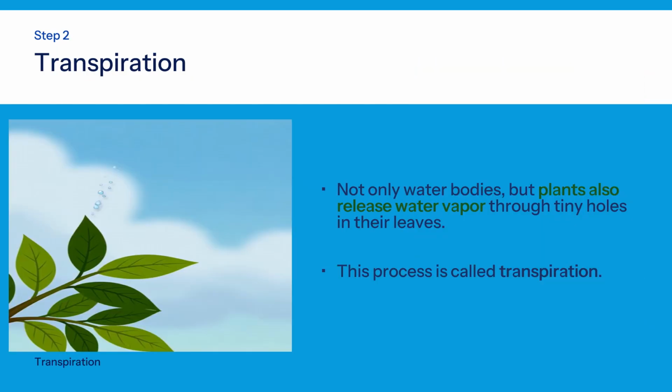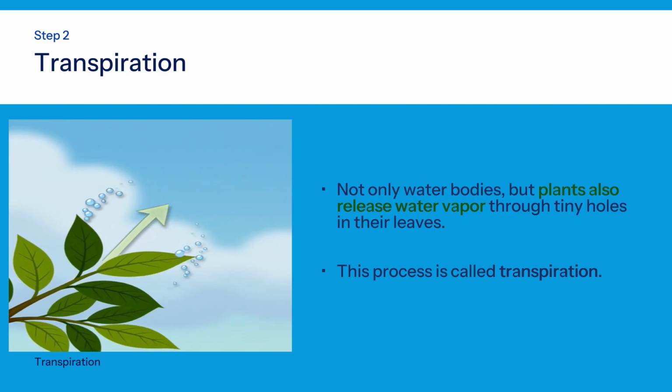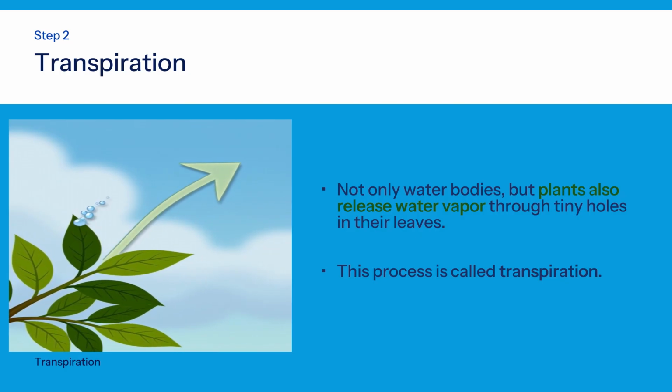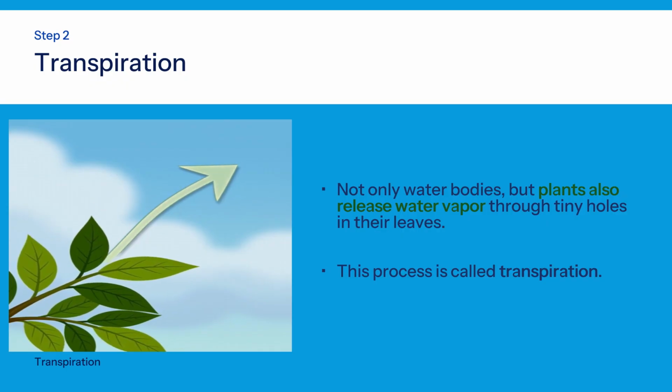Now, second is transpiration. Not only water bodies but plants also release water vapor through tiny holes in their leaves. This process is known as transpiration. Here you can see in the video how plants are releasing water vapor into the atmosphere. This is also an important process for the water cycle.